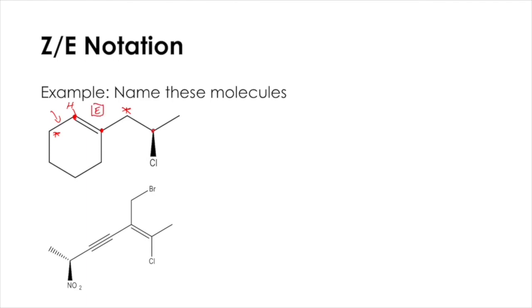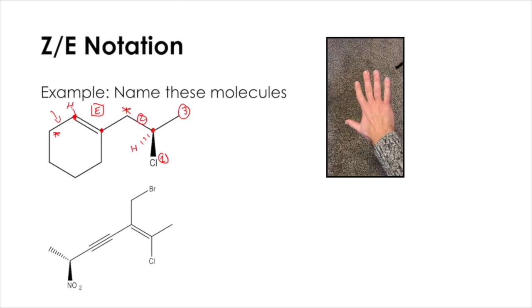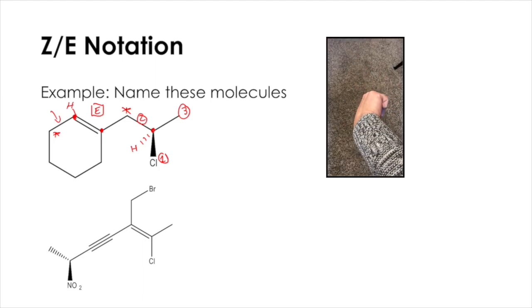And then this chiral center has an undrawn hydrogen. Chlorine is 1. The longer chain is 2. Methyl is 3. Hydrogen is 4. He's pointed away. Thumb away, clockwise, that's R.